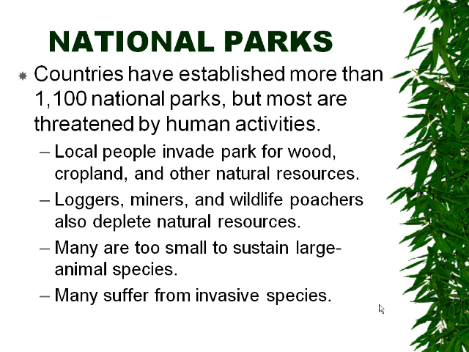A lot of the parks are really too small for large animal species. For example, a lion, or in the U.S. a cougar, needs at least 100 miles to be able to roam and hunt, and a lot of the parks are significantly smaller than that, and therefore not able to sustain those larger animal species. So that becomes a problem with them. The invasive species are becoming very bad, and we'll talk about invasive species a little bit later in this unit.